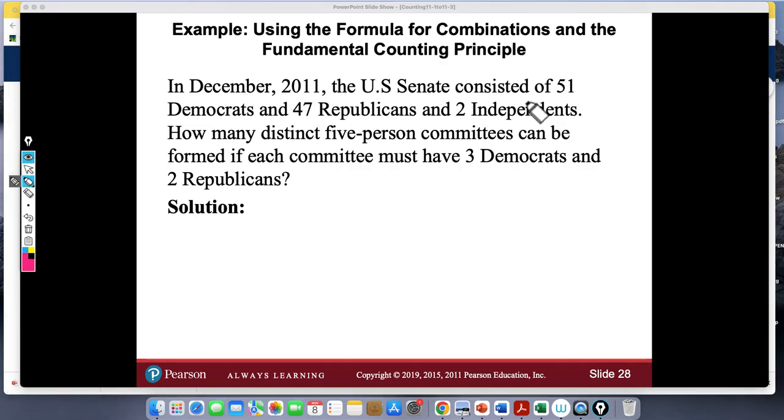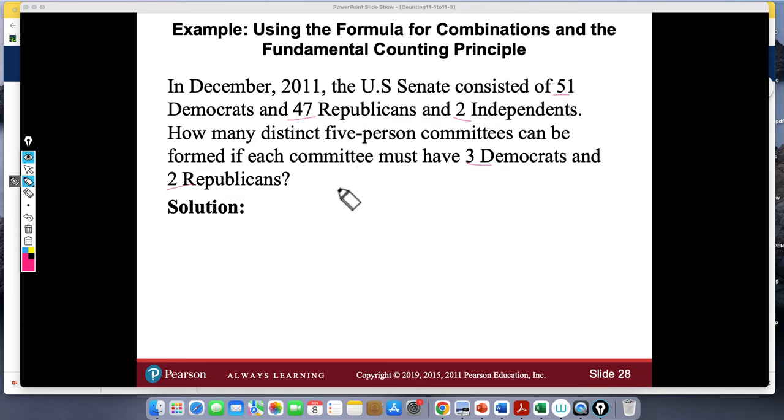In December 2011, the U.S. Senate consists of 51 Democrats, 47 Republicans, 2 independents. How many distinct 5-person committees can be formed if each committee must have 3 Democrats and 2 Republicans? So if they're on a committee, is order important? No, because we're not giving a head of the committee or anything. But this is a little different because we're choosing from 2 different groups, right?